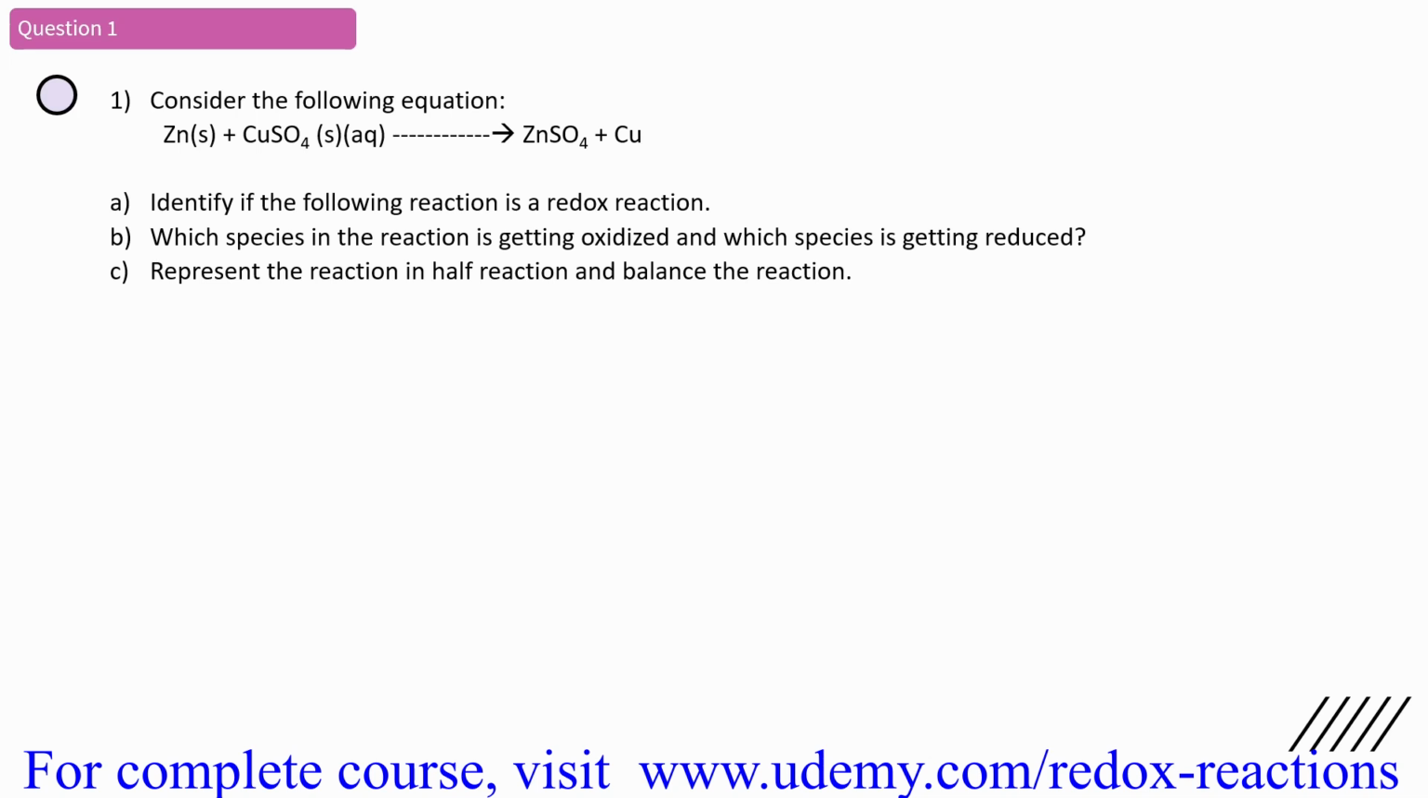Let's start solving this. This is a redox reaction. Just by looking at the reaction, we can say it is a redox reaction. However, if we want to define it based on the definitions that we have learned, we see that zinc here is gaining oxygen, and copper is losing its sulfate ions. Since there is movement of oxygen, we can say that this is a redox reaction.